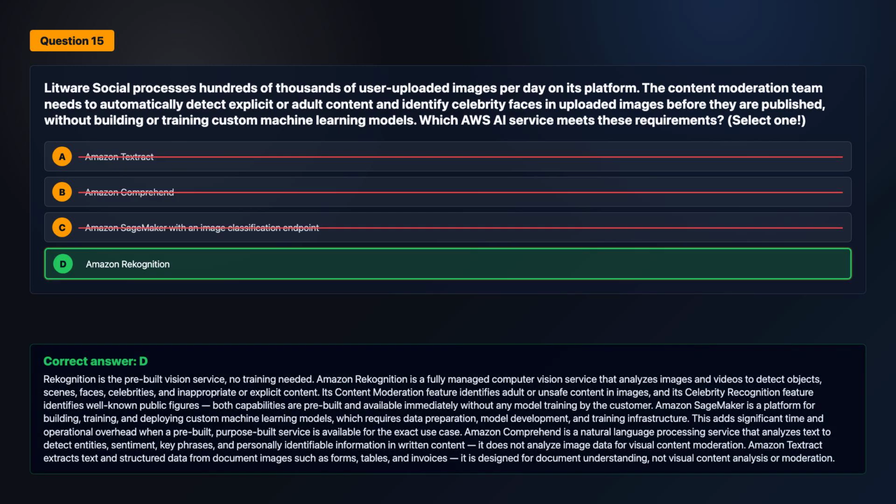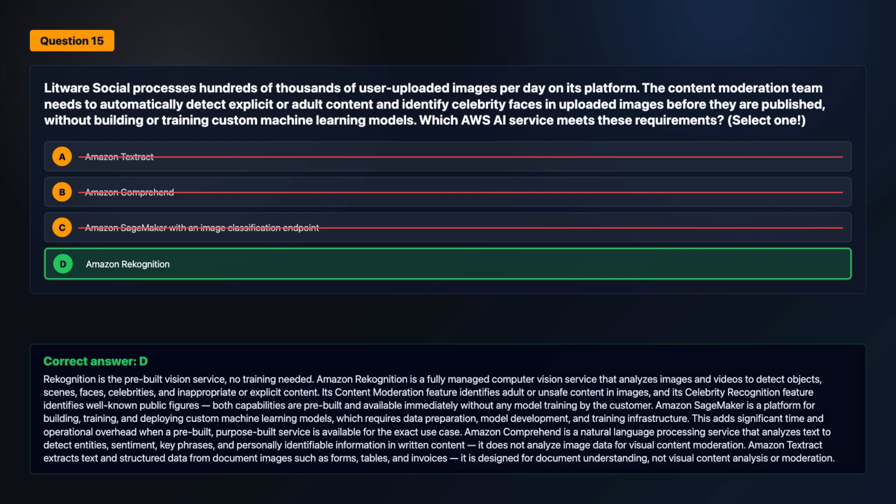The correct answer is option D. Rekognition is the pre-built vision service, no training needed. Amazon Rekognition is a fully managed computer vision service that analyzes images and videos to detect objects, scenes, faces, celebrities, and inappropriate or explicit content. Its content moderation feature identifies adult or unsafe content in images, and its celebrity recognition feature identifies well-known public figures. Both capabilities are pre-built and available immediately without any model training by the customer.